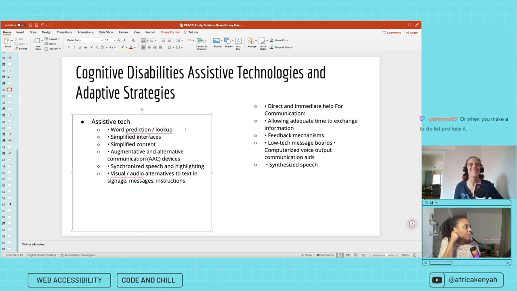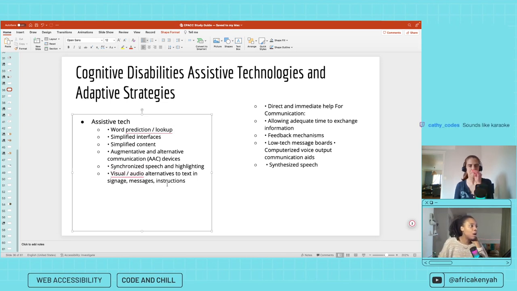Simplified content, augmentative and alternative communication devices, aka AAC, synchronized speech and highlighting. So synchronized speech and highlighting, specifically for those who are not aware, is when something is reading, but as it reads, it's highlighting the word so that you can easily follow along and understand what's being conveyed to you. It just makes it easier to read what's put before you, and it allows you to read faster if you have processing difficulties when it comes to reading.